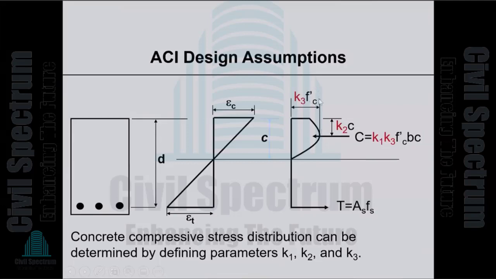f'c is the specified compressive strength, and this is established by testing cylinders. f'c is a defined quantity, okay? Specified compressive strength. Now, we are postulating that this maximum stress is k3 times f'c. And this k3 can be equal to one or a little bit different from one. The peak stress can be f'c or a little bit more or less depending upon a lot of situations. The resultant compressive force is at a distance of k2 times the neutral axis depth from the extreme compression fiber. That's what we are saying.